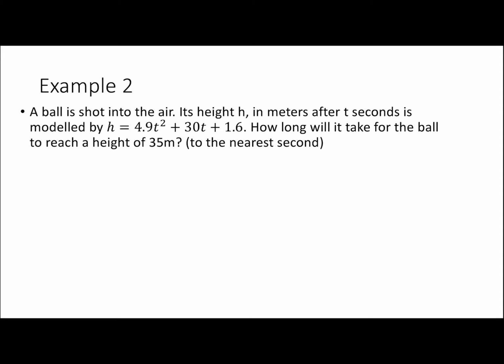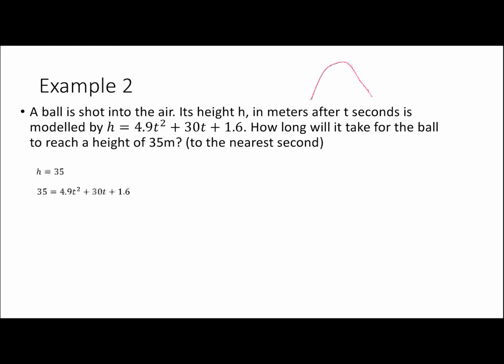Example 2. A ball is shot into the air. Its height h, we know this, the ball's going to travel like that, right? The height h in meters after t seconds is modeled by h equals negative 4.9 t squared plus 30t plus 1.6. How long will the ball take to reach 35 meters? So when h is equal to 35, how long will it take?